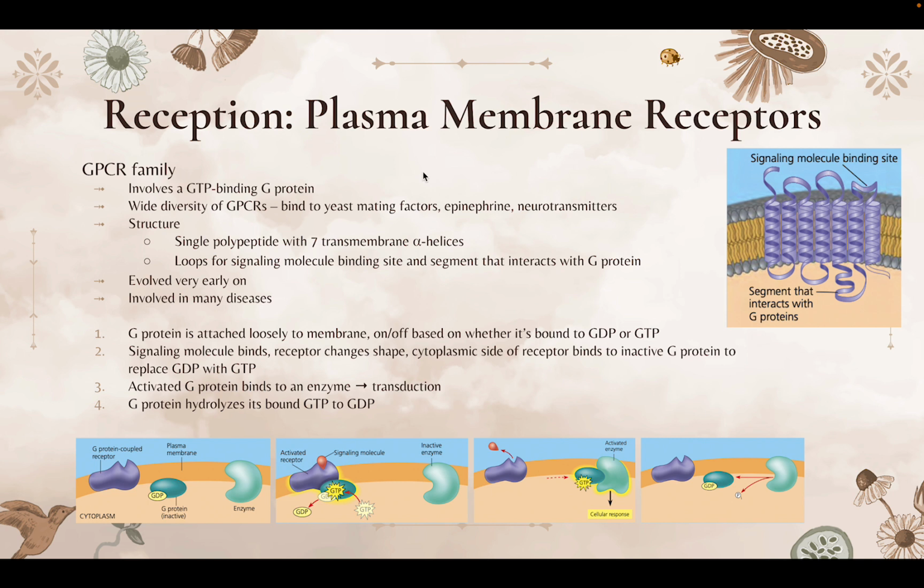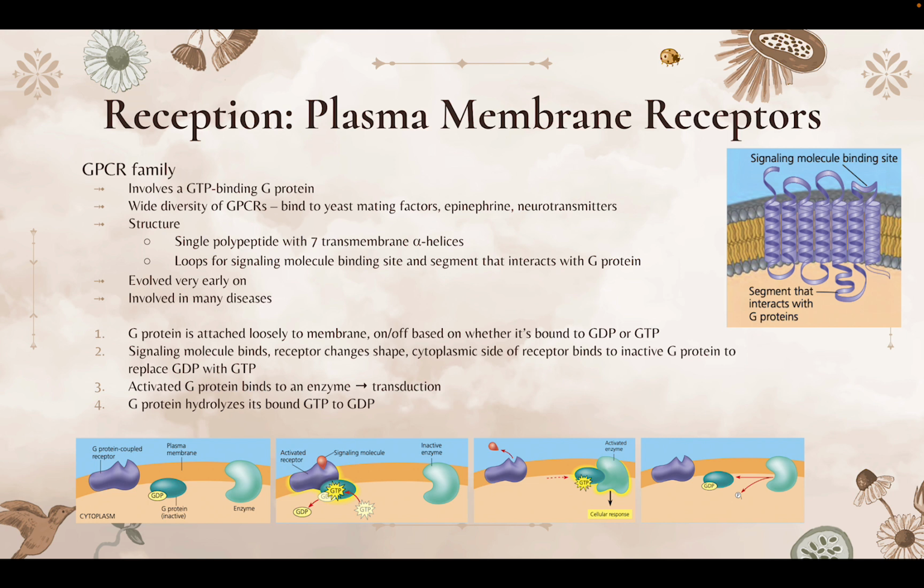And GPCRs are used a lot for yeast mating factors, epinephrine, and neurotransmitters. Those are all places where you're going to see the use of GPCRs. And they've evolved very early on. They're involved in many diseases. There's some crazy statistic, but some really big portion of medicines are targeted at GPCRs.